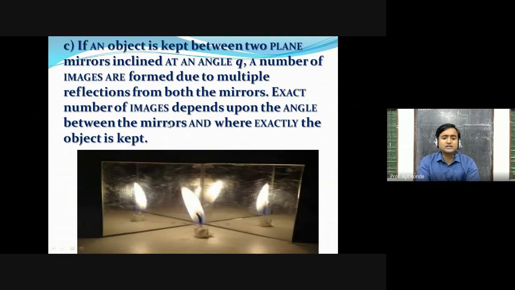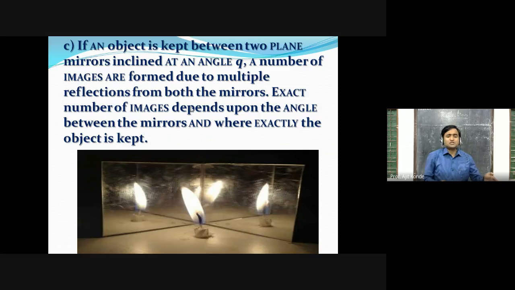Now, if an object is kept between two plane mirrors inclined at an angle θ, a number of images are formed due to multiple reflections from both the mirrors. Exact number of images depends upon the angle between the mirrors and where exactly the object is kept. The thing is, suppose we have two mirrors attached like this, making a certain angle with each other, meaning they are inclined to each other. This is a plane mirror, this one is also a plane mirror. They are making a certain angle. Now in this case, what happens?